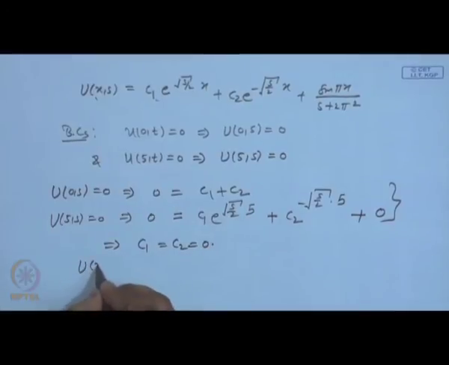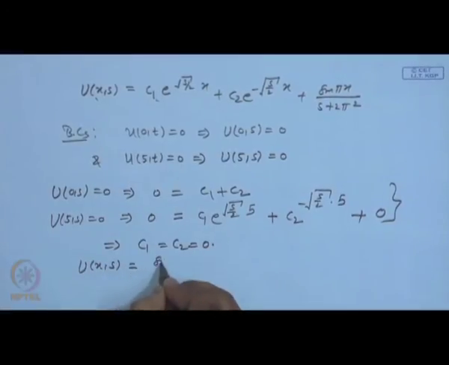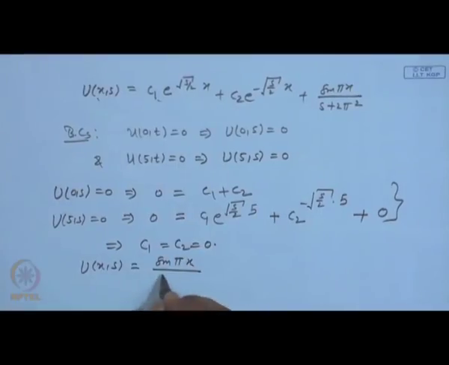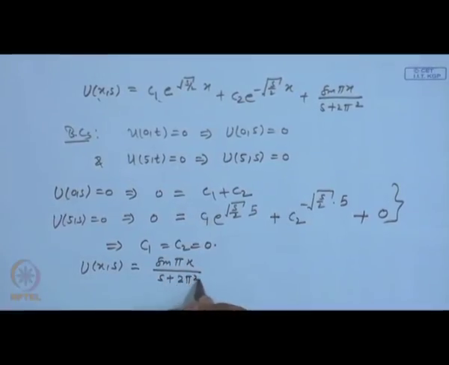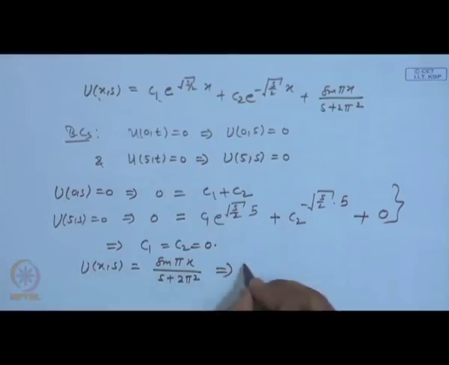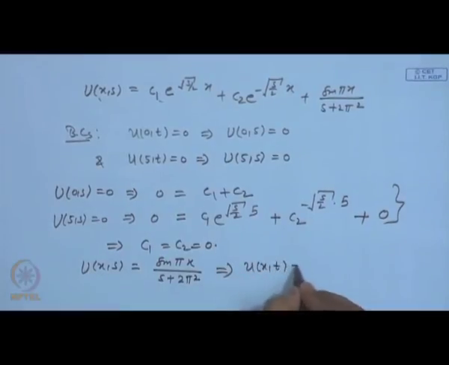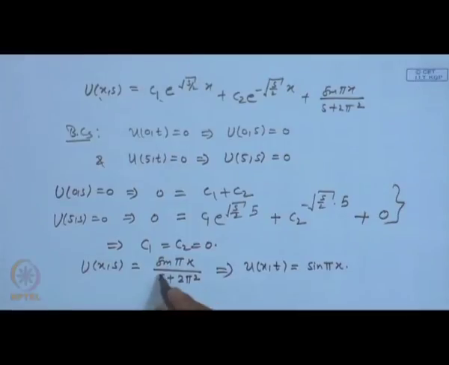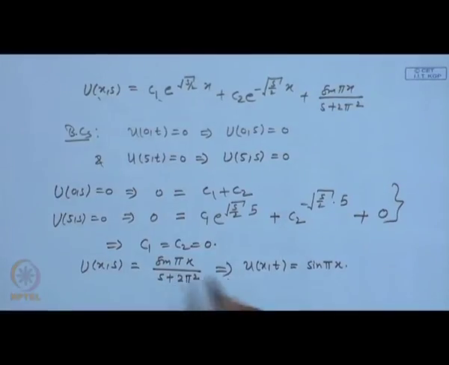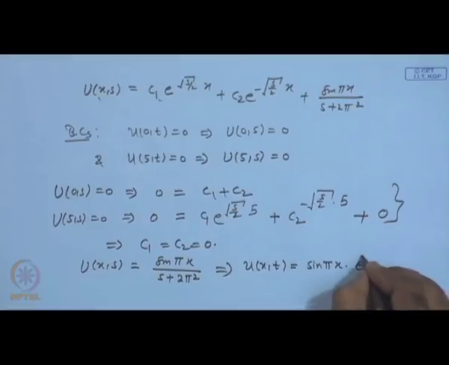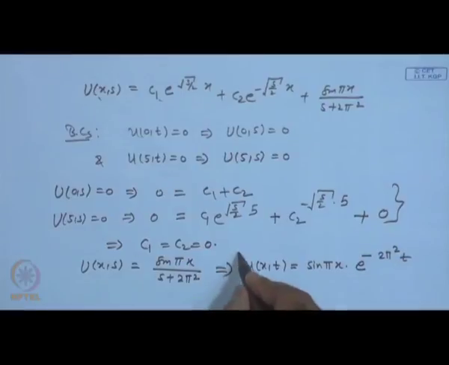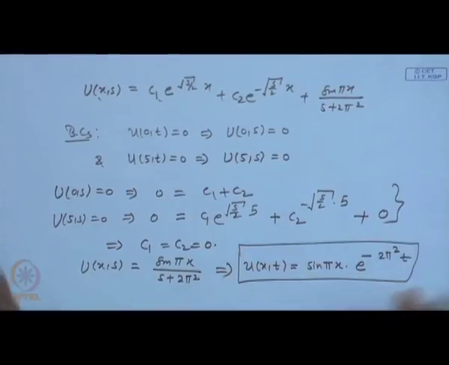So, we have u x s is sin pi x over s plus 2 pi square, and now we take the inverse Laplace transform. So, we will get u x t, sin pi x as it is, because the Laplace inverse was with respect to t, and we have 1 over s plus 2 pi square. So, this is nothing but e power minus 2 pi square t. So, this is the solution of this heat equation.